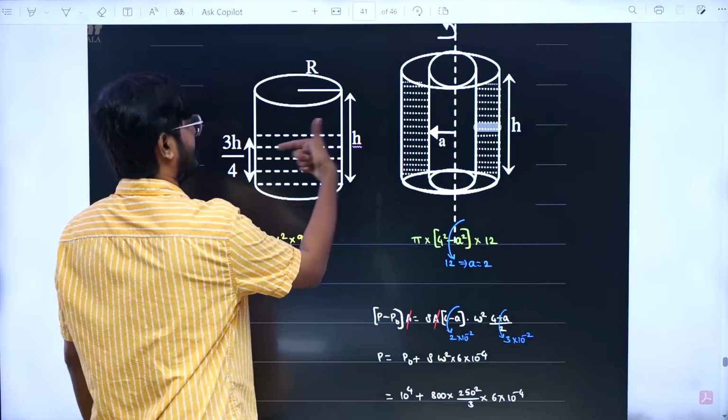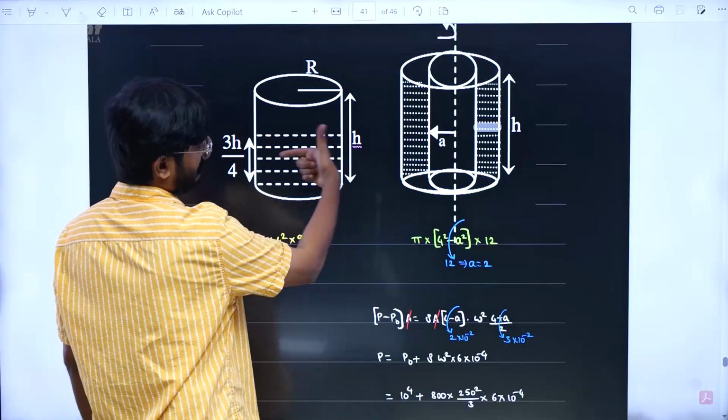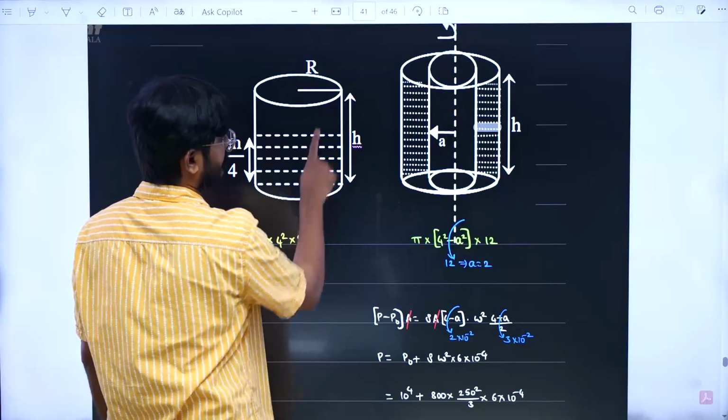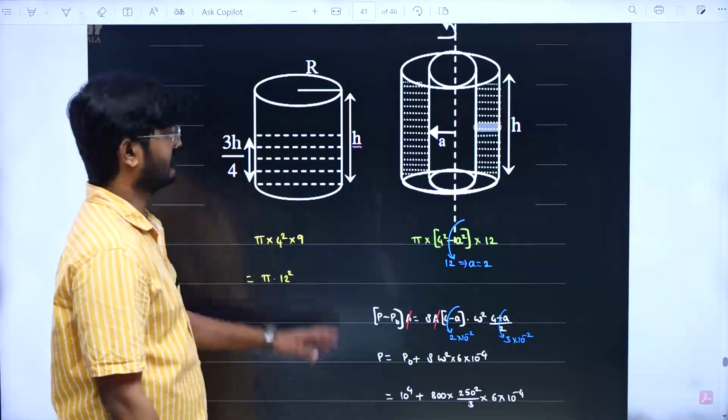So there should be some centripetal force. Basically there is a pressure force. If there is pressure force in this direction, there will be pressure force in this direction also. So if on this water molecule there is pressure force in this direction, it will go this way. It won't stay there.